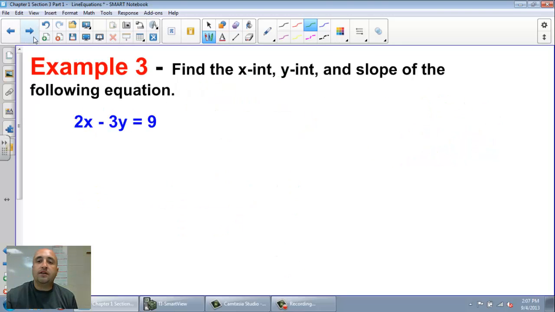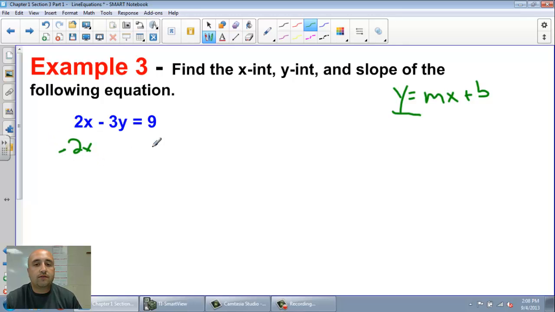Example 3. It says find the x-intercept, the y-intercept, and the slope of the following equation. Okay, so remember, we need y equals mx plus b. So what can I do to this equation in order to get it to look like y equals mx plus b? Hopefully, the first thing that comes to your mind is I'm going to solve for y. Solve my equation for y. So that's what we're going to do first.